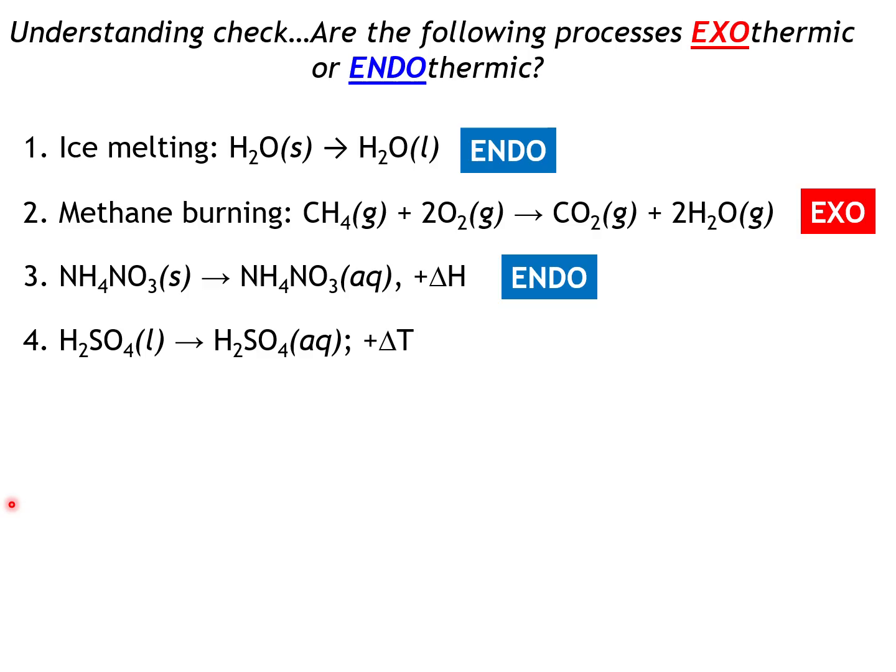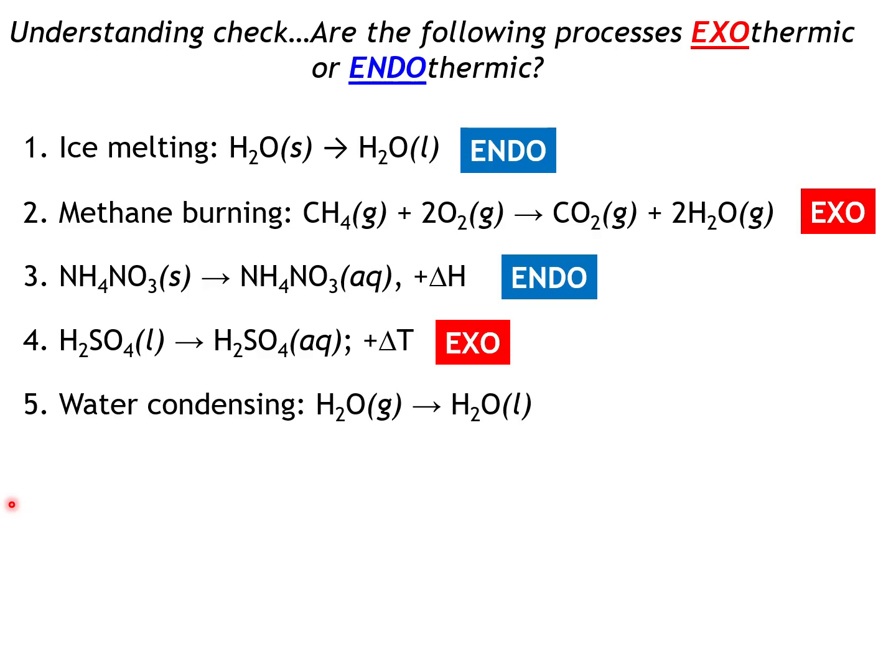For this one, we're taking concentrated sulfuric acid and then dissolving it in water, get a positive delta T, and I'll tell you, this is really positive delta T. I've managed to get beakers of water to start boiling when I was trying to dilute some acid. So that means it's giving off a lot of thermal energy, so therefore it is exothermic.